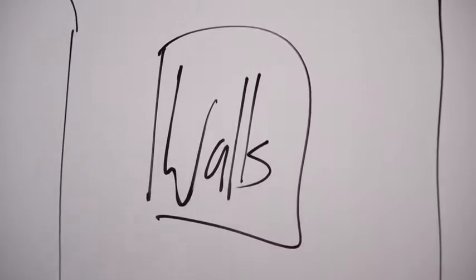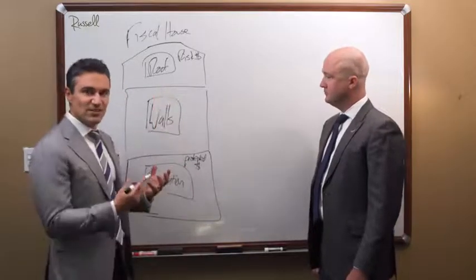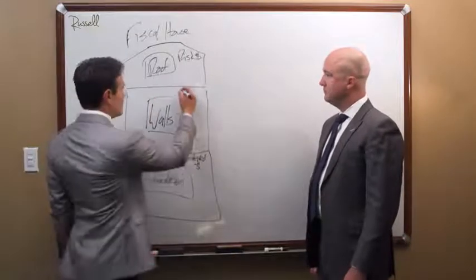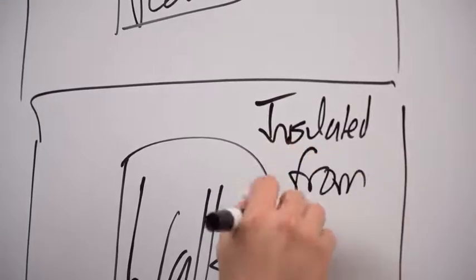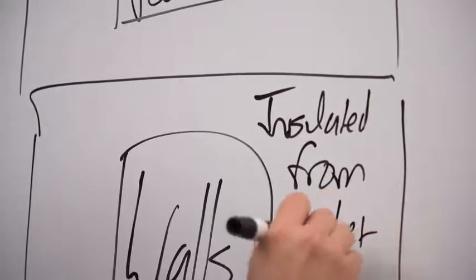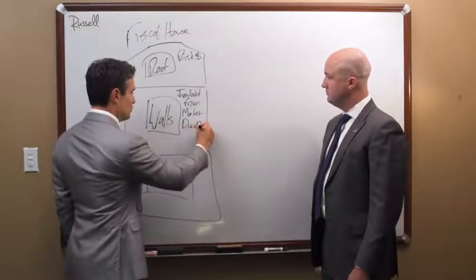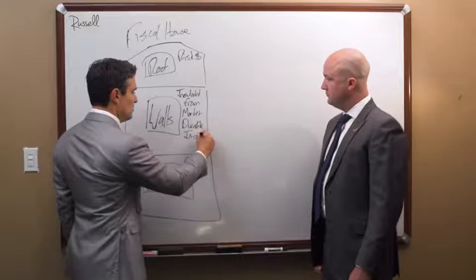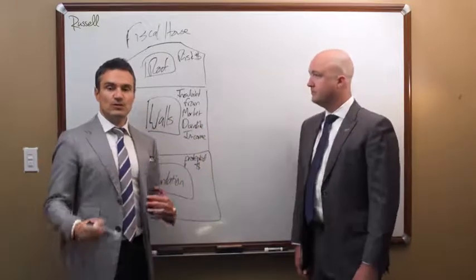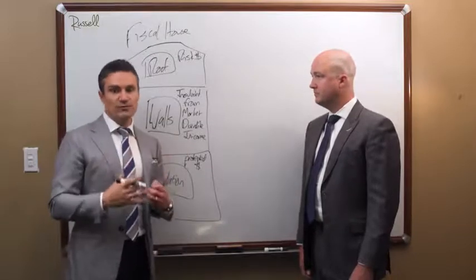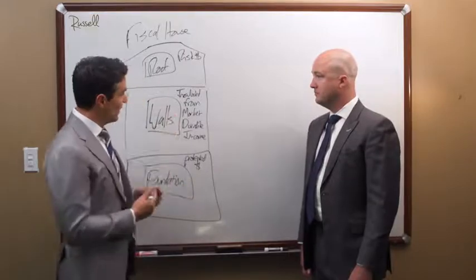Now, the walls are not protected like the foundation, but we don't have the risk of the roof. It's insulation, just like your walls at home. In your fiscal house, the walls are insulated from the market and all of its gyrations. We also look for one other key component, and that is income. We want durable income. Maybe you need income in retirement. This is a great place to receive it. Or maybe you just want a little more certainty in the growth of your portfolio. Another reason why the walls are a key component of your total fiscal house.